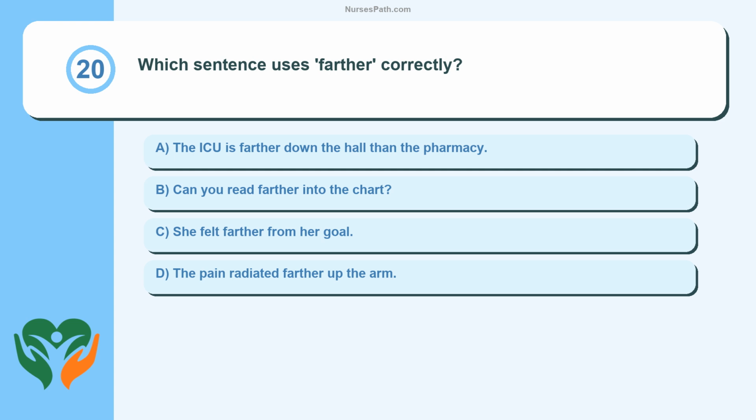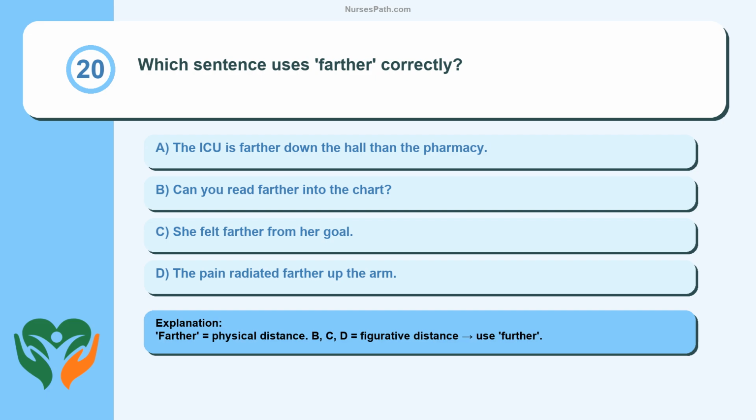Question 20. Which sentence uses farther correctly? The ICU is farther down the hall than the pharmacy. Can you read farther into the chart? She felt farther from her goal. The pain radiated farther up the arm. Farther equals physical distance. B, C, D are figurative distance and use further.